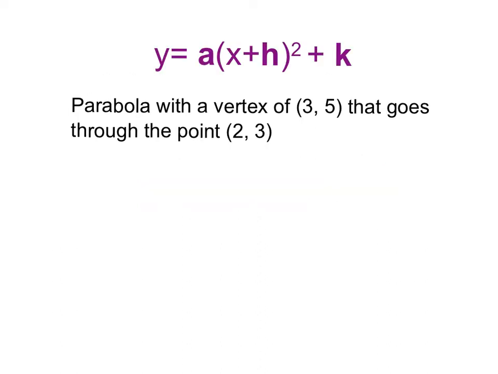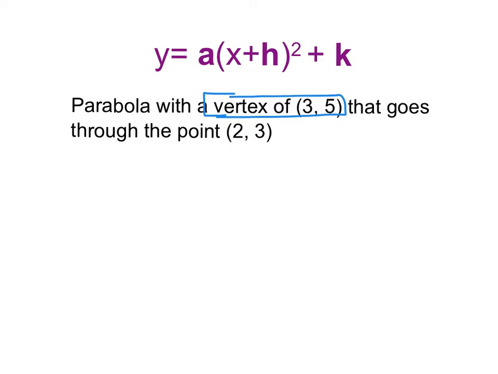So here we're going to write the equation for a parabola with a vertex of (3, 5), so that's a key piece of information, and it also goes through the point (2, 3). So that's kind of our goal. We want to write the equation that has the vertex of (3, 5) and goes through the point (2, 3). And while that seems a little daunting, it's actually not as daunting as you might think.